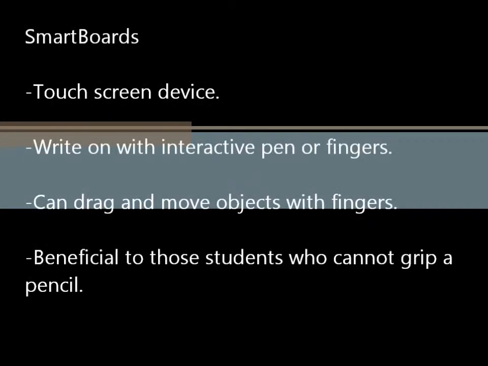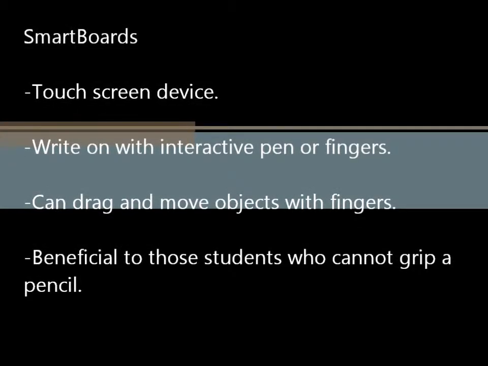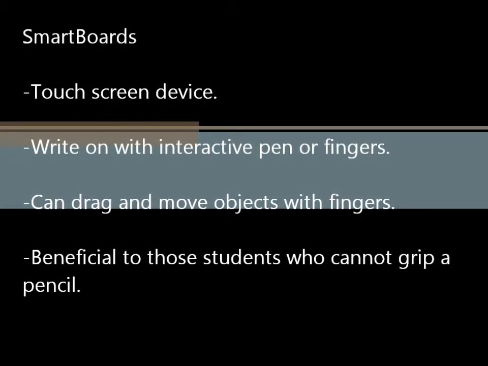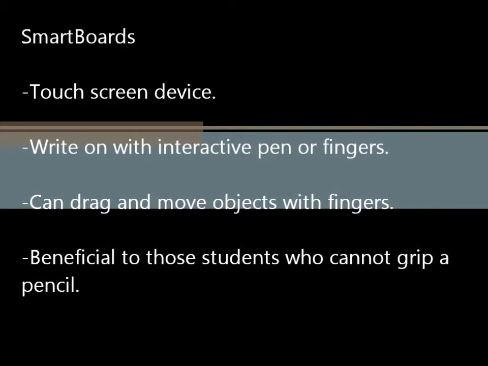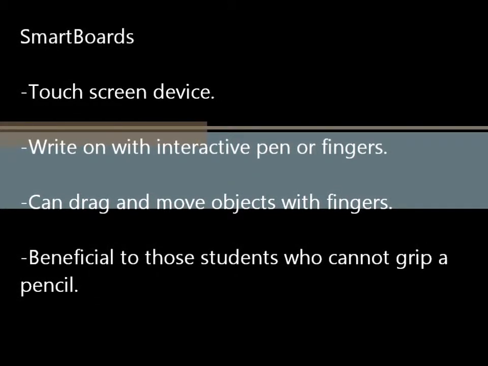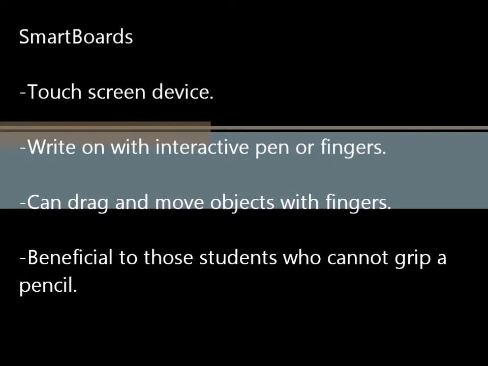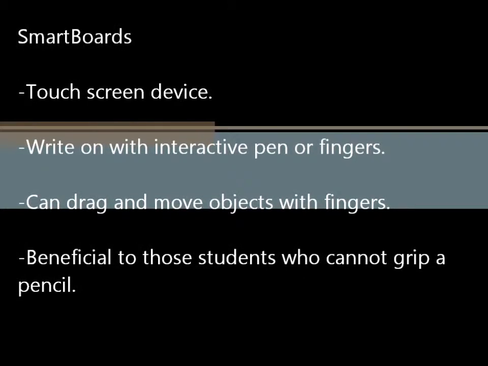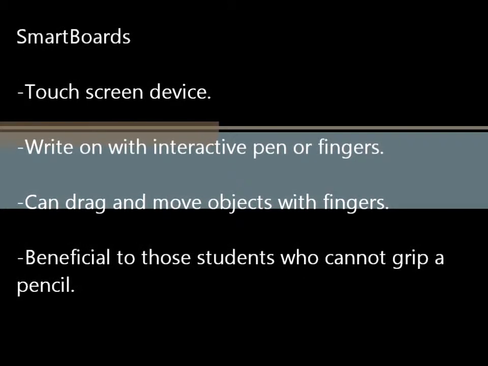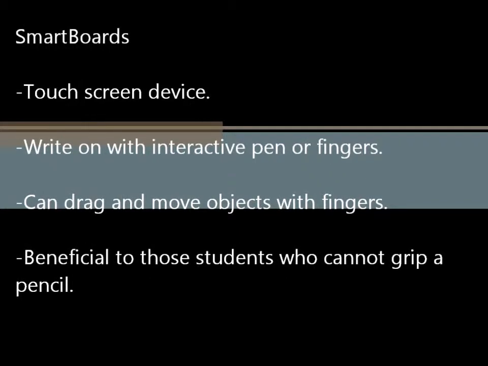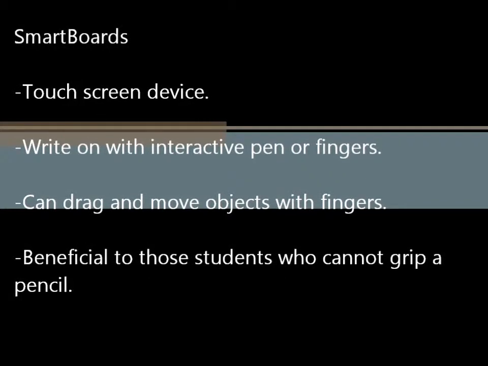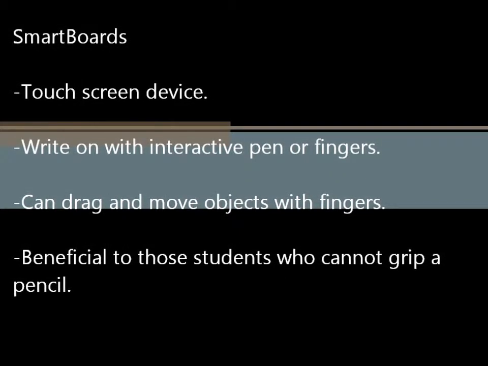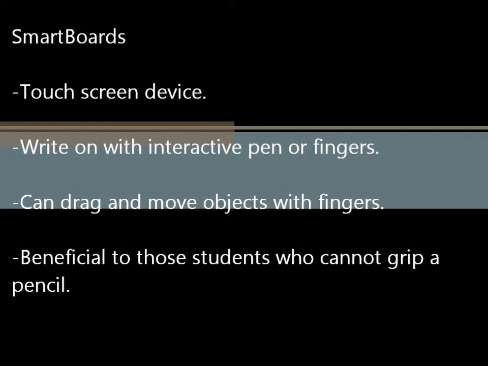A type of interactive whiteboard that many classrooms have today are smartboards. A smartboard is a touchscreen device, much like a giant computer screen, that students can write on with an interactive pen or their fingers. Students can also drag and move objects using the interactive pen. For those students who cannot grip a pencil, writing with one's finger can be a huge benefit.